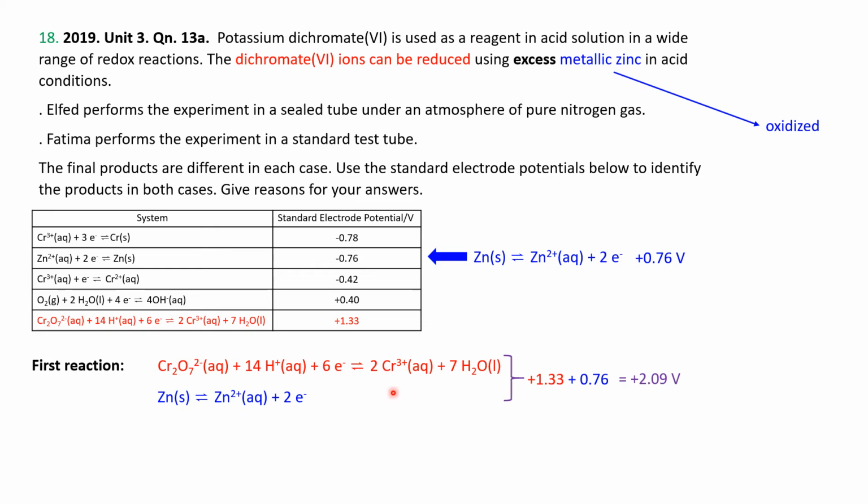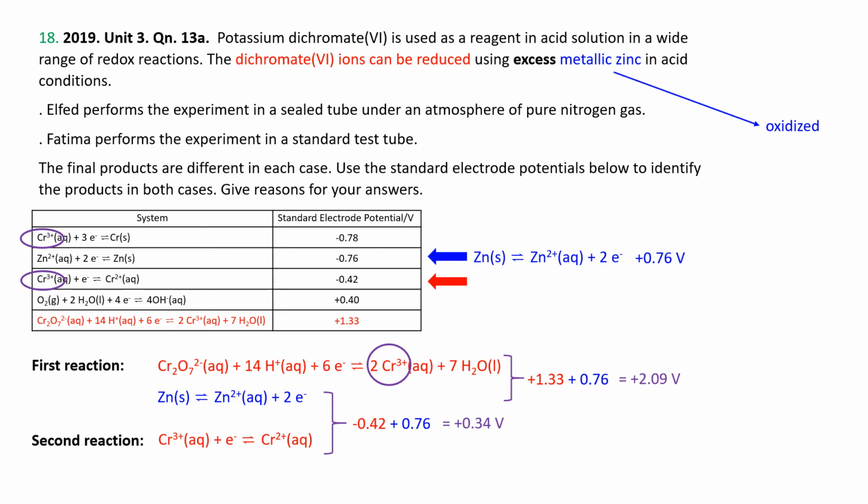We made some chromium 3+. Okay, now that chromium 3+ can further be reduced by this excess zinc, either to chromium solid or to chromium 2+. Now going to chromium solid is minus 0.78, which is more negative than plus 0.76 is positive, but this one right here is minus 0.42. So this is smaller negative than this is positive, so we can have a second reaction that's going to take place in which the Cr3+ picks up an electron from the excess zinc to make Cr2+. Put all those together and the voltage for that is plus 0.34 volts.